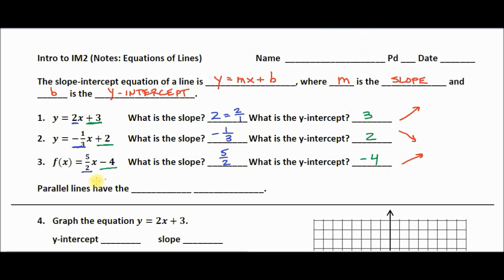Okay, now part of our notes here, we're going to talk about parallel lines and perpendicular lines. We may have already covered this in class. Parallel lines have the same slope. Parallel lines have the same slope. Okay, let's put this into practice. Let's apply this to some graphs.